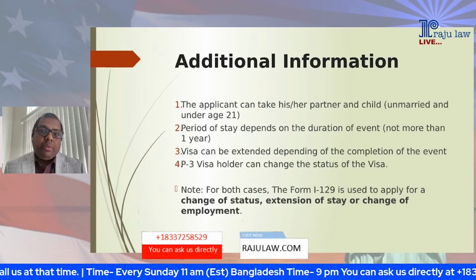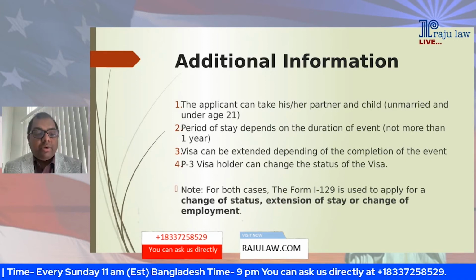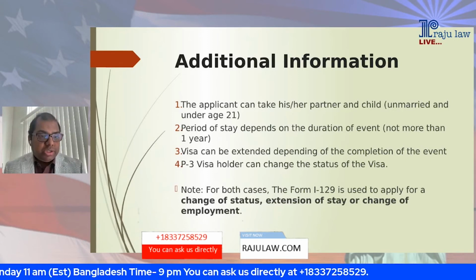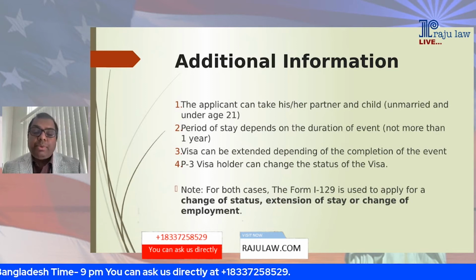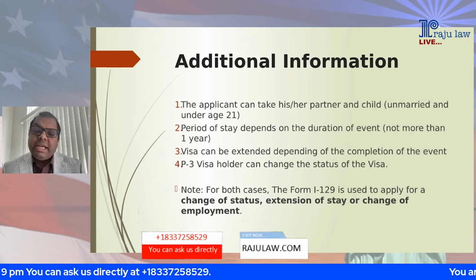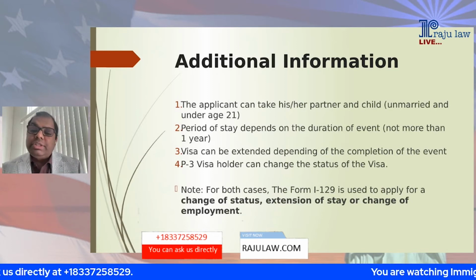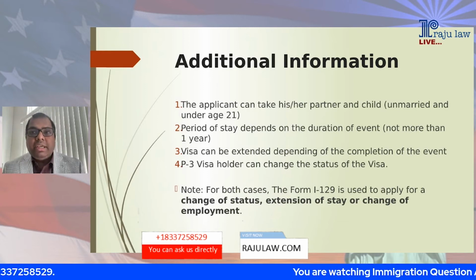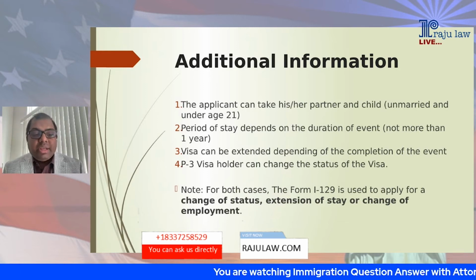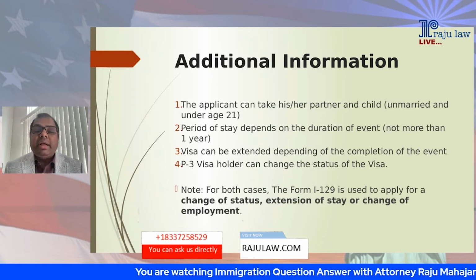In the I-129 application, you have to mention how long this event will be or how long you want to stay in America. You can say up to 1 year. The visa can be extended depending on the completion of the event. Sometimes even after 1 year, you can extend this visa and stay more in America.